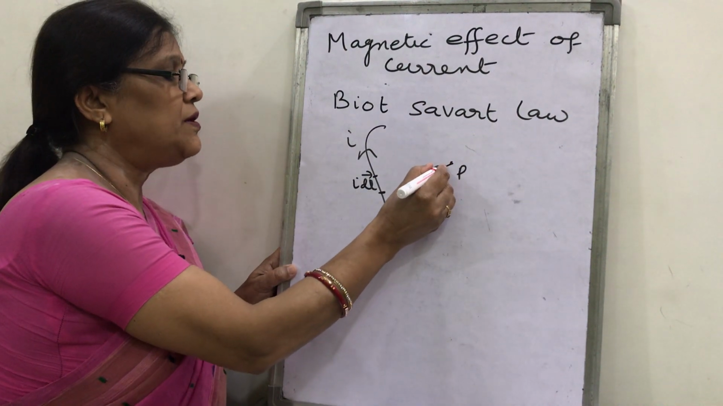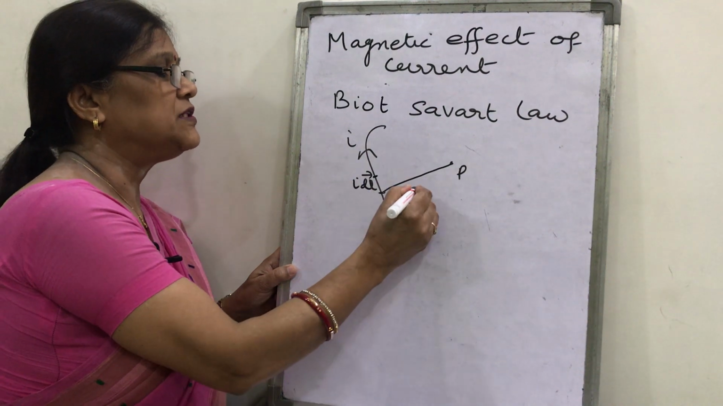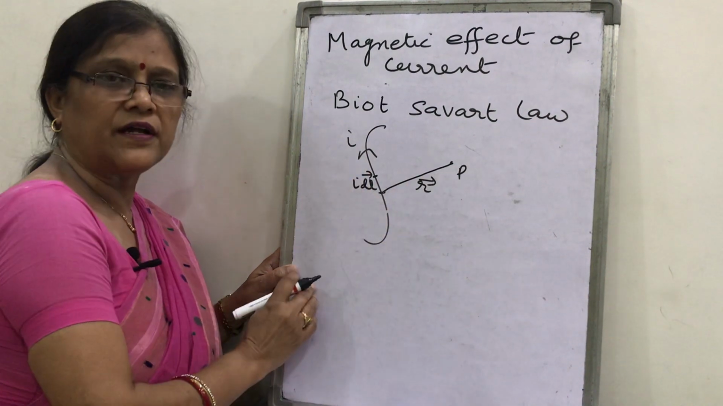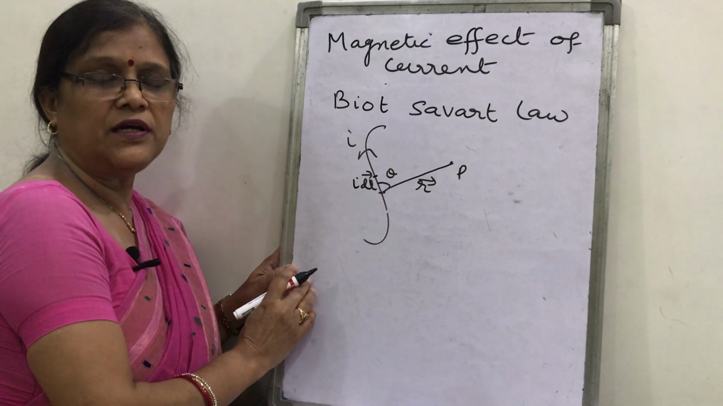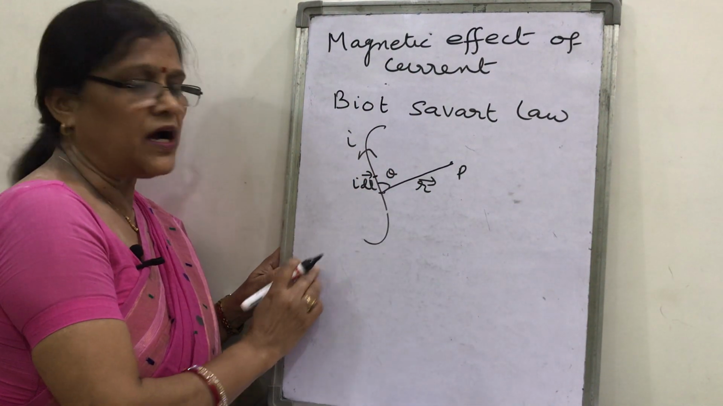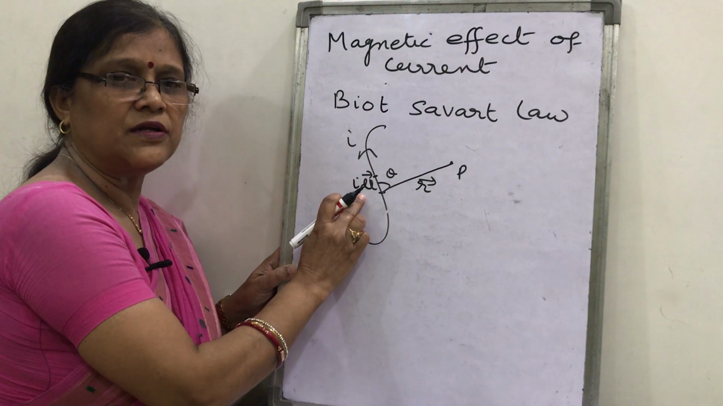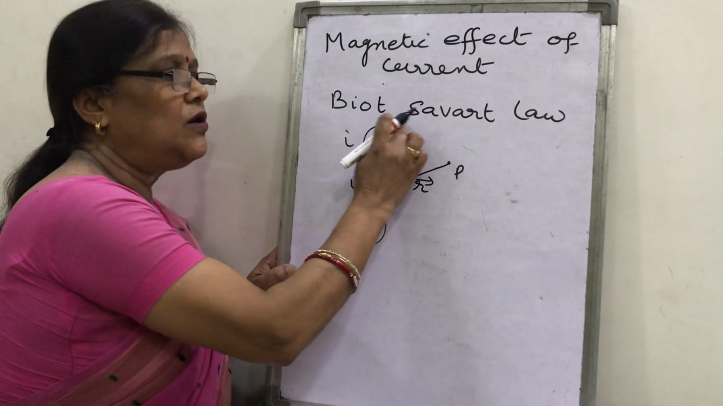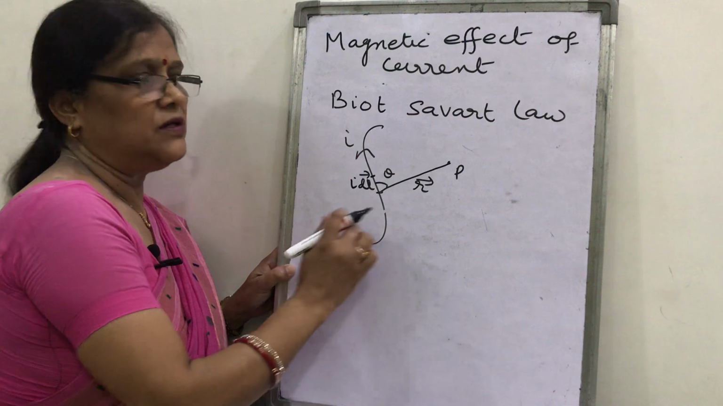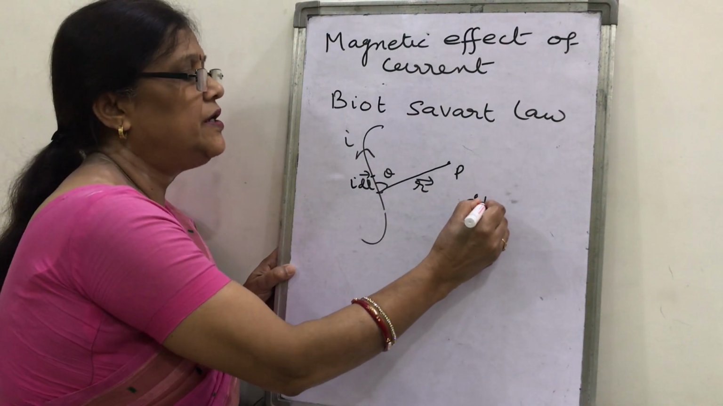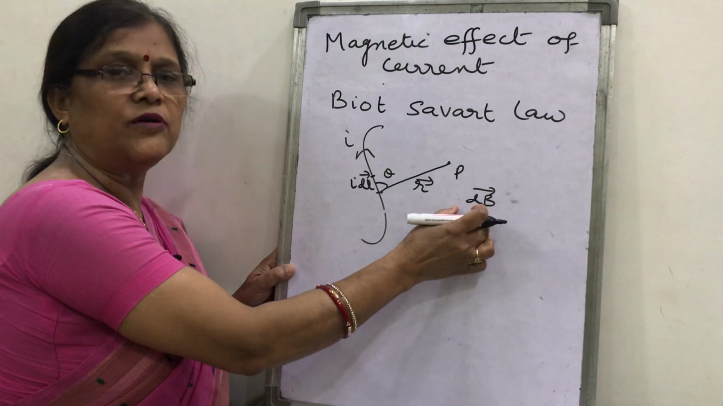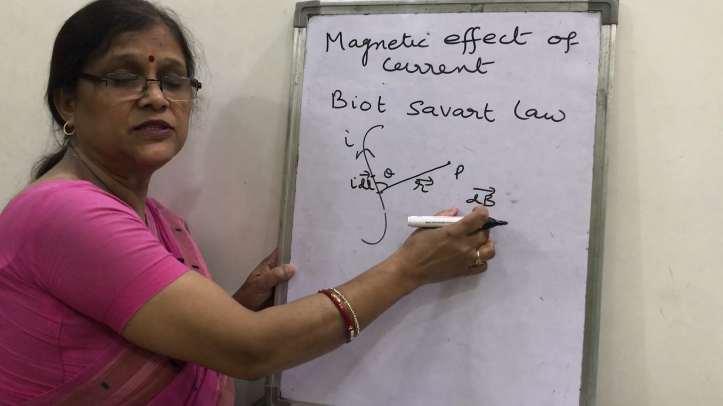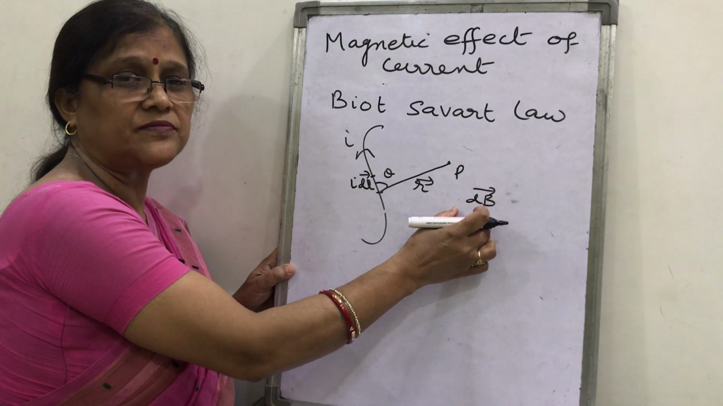You join P with dl. Suppose this length is the displacement vector r, and it makes an angle theta with the current element. I dl is called the current element. Then the law formulated by Biot and Savart is for dB. What is dB? It is the small amount of magnetic field produced by the small current element. B is the symbol of magnetic field.